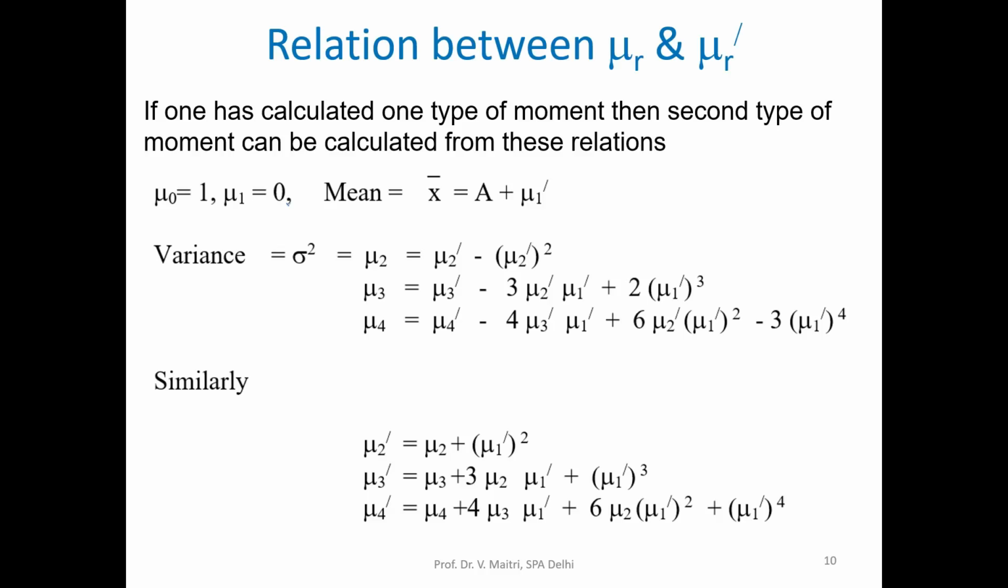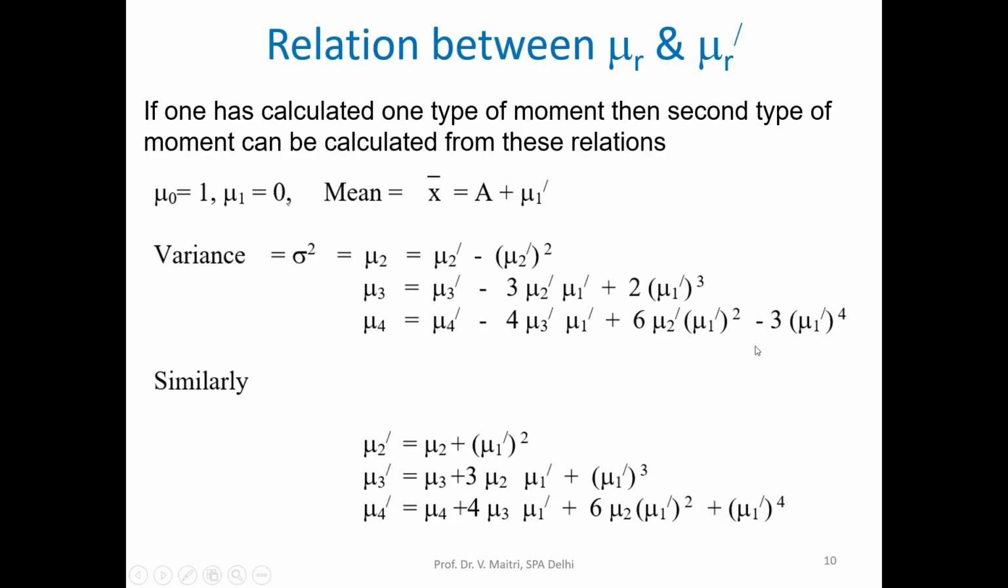Then what is the relation between mu r and mu r dash? So mu 0 is 1, we know, and mu 1 is equal to 0, and mean x bar is equal to a plus mu 1 dash. So variance, that is mu 2, is defined by mu 2 dash minus mu 1 dash square, and mu 3 is mu 3 dash minus 3 times mu 2 dash mu 1 dash plus 2 mu 1 dash cube.